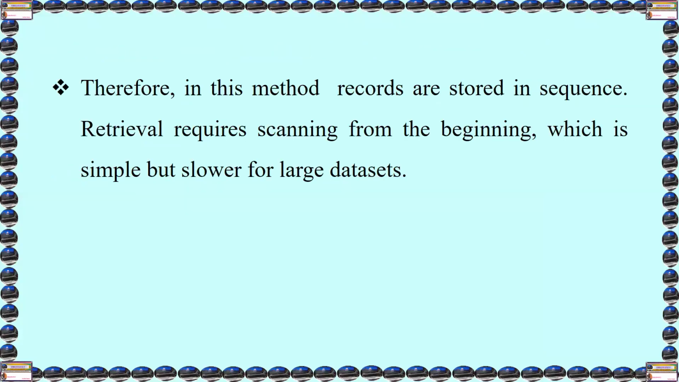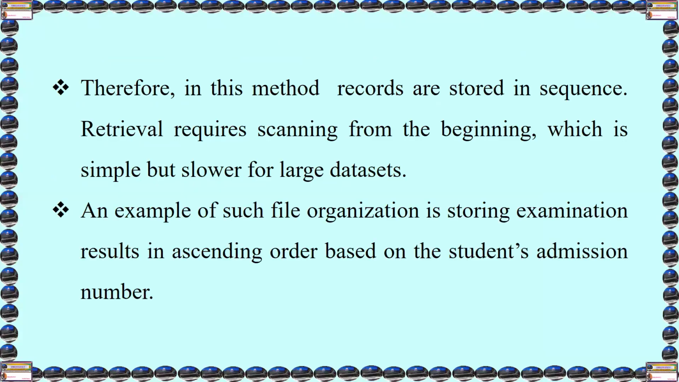Therefore, in this method, records are stored in sequence. Retrieval requires scanning from the beginning, which is simple but slower for large datasets. An example of such a file organization is storing examination results in ascending order based on the student's admission number.